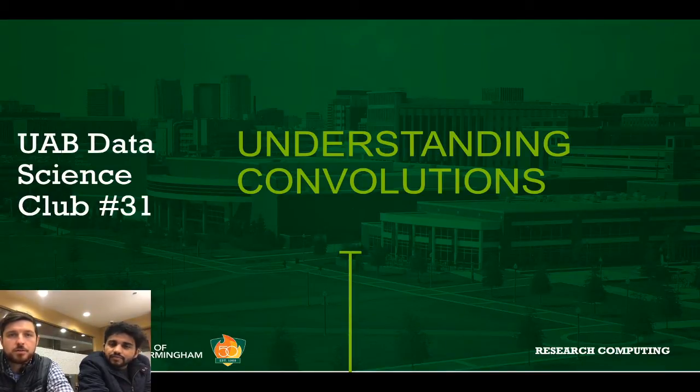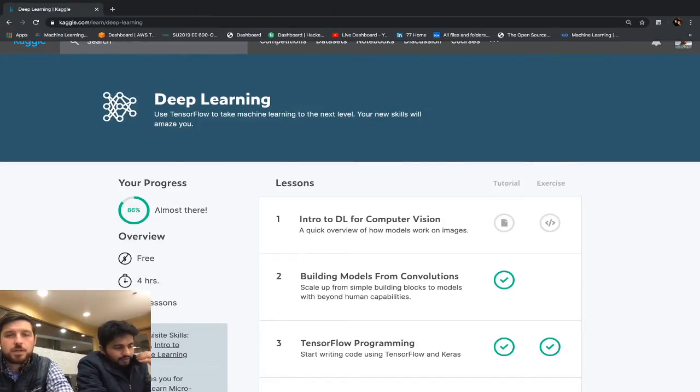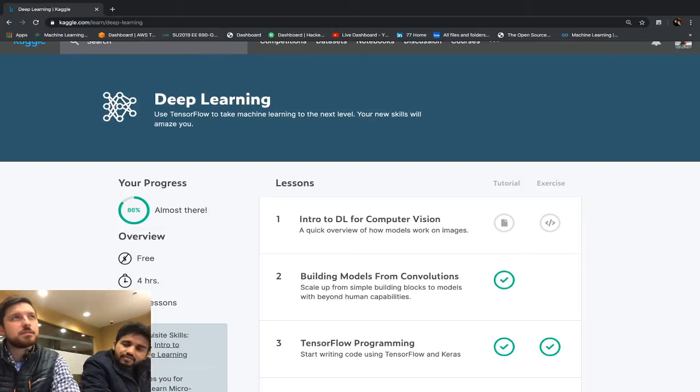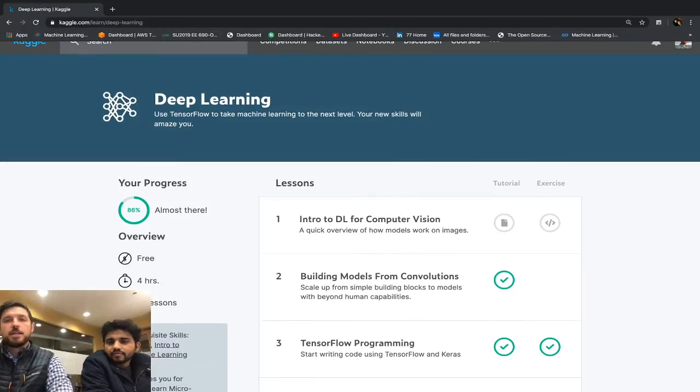Today we're going to talk about the underpinnings of deep learning with something called convolutions. Convolutions aren't the only thing that happens in deep learning, but they're a really important thing, especially for complex data like images. The website we're going to go to is kaggle.com/learn/deep-learning.